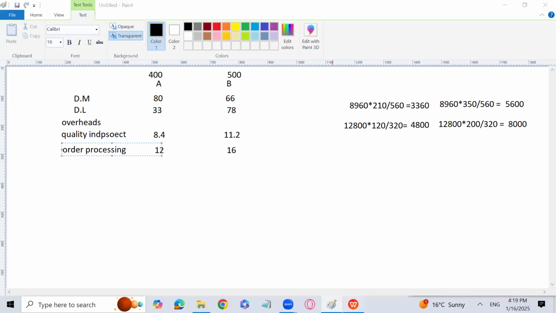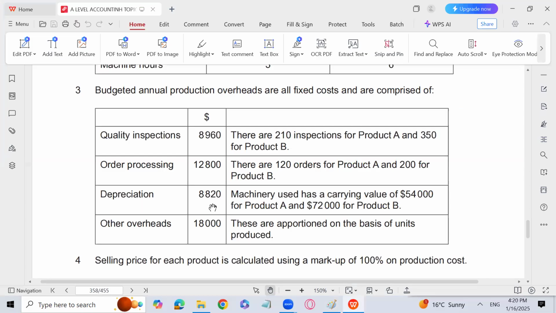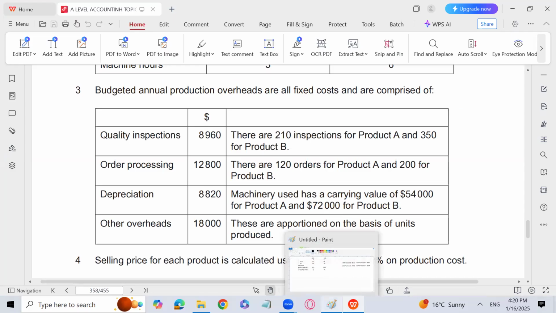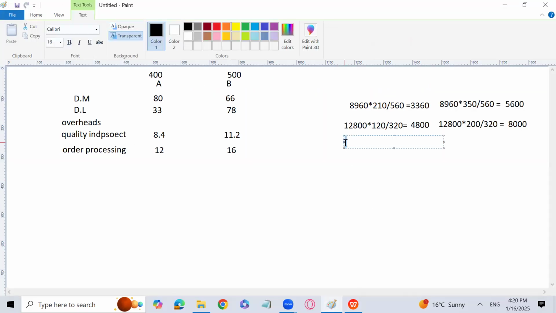Okay, next is going to be depreciation. 8820 into 54,000 or 54 divided by 72 plus 54, which will become 126. I have cancelled the 000. So depreciation I will calculate like this: 8820 multiplied by 54 divided by 126. So how much will I get? 3780.